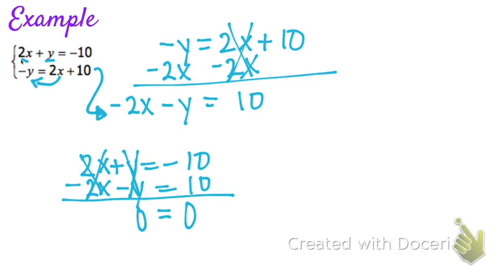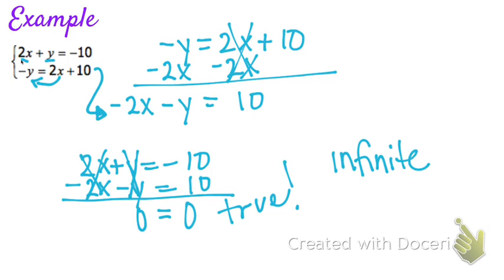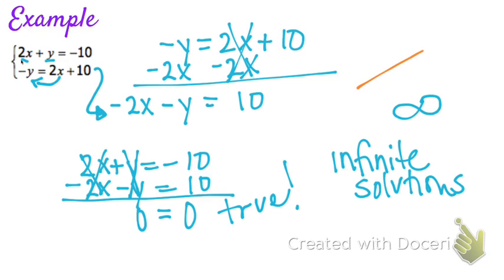So if the variables go away, just like when we did substitution, if the variables go away and you end up with something that is a true statement, then that means that there are an infinite number of solutions. Or you can say the infinity symbol. If we were to graph these two equations, we would see that they are the exact same equation. They share all the same solutions. All right?